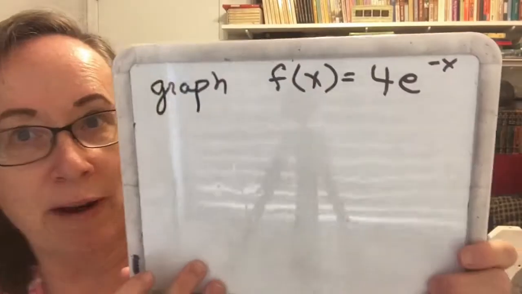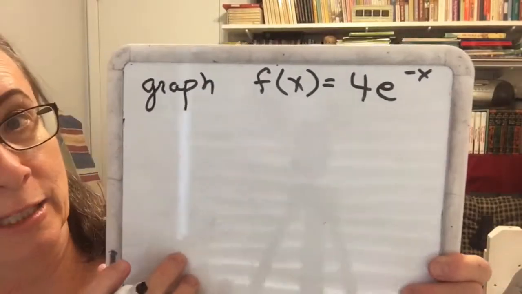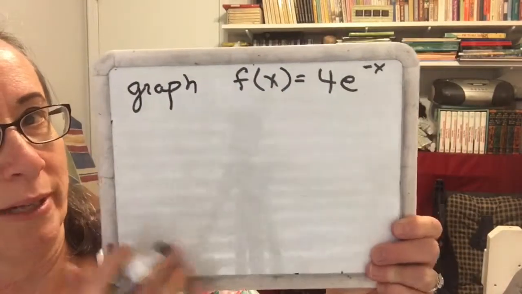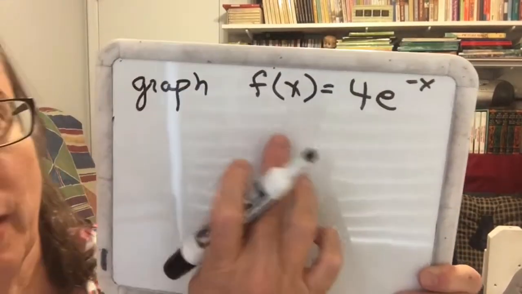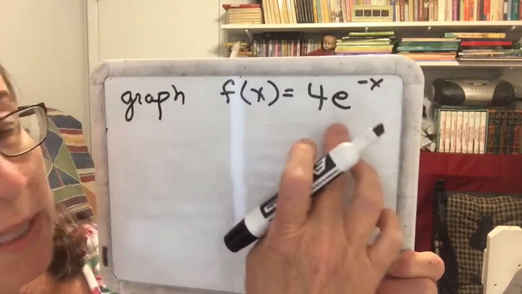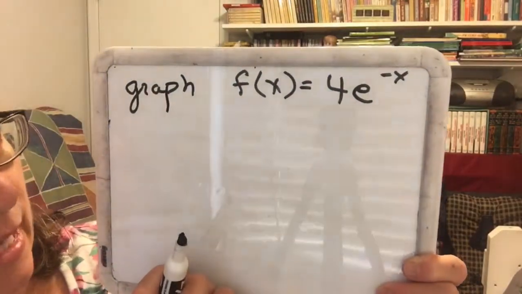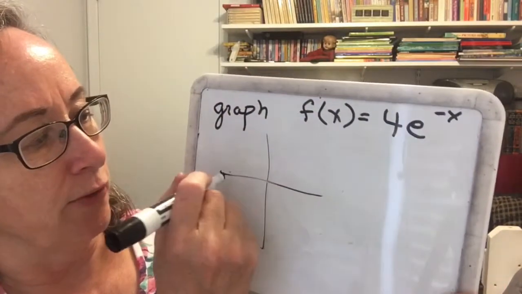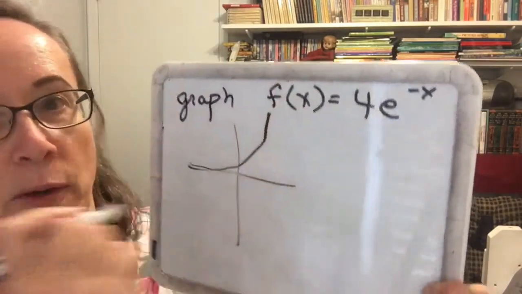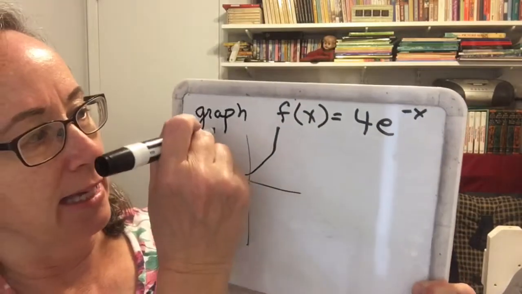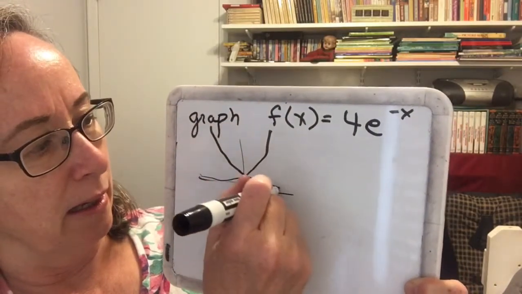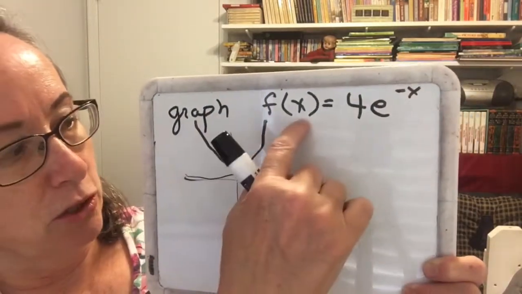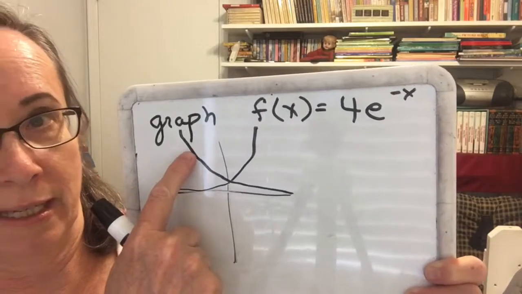So now we're going to do some graphing. I got a little bit of the glare off the board here, but we'll see. We're going to do f of x is 4 times e to the negative x, and remember that your e to the positive x function goes like this. But when we have e to the negative x, it's going to be a reflection of that one. So this one should look more like this one over here.